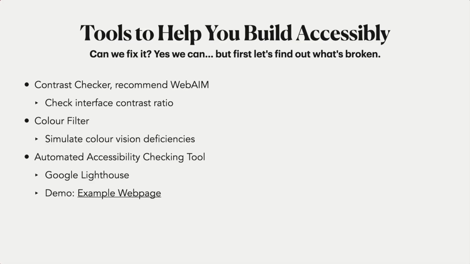The third, and probably most powerful tool for a developer, is an automated accessibility checking tool. Google Lighthouse is a great example of this. It's built right into Chrome's developer tools, and it can audit a live web page for a range of accessibility issues, give you a score, and provide specific recommendations. It's not a complete solution, since automated tools can only catch a subset of accessibility issues, and there are things that require human judgment, but it's still an excellent starting point and a great way to catch obvious issues quickly. We're going to take a look at Google Lighthouse in action.